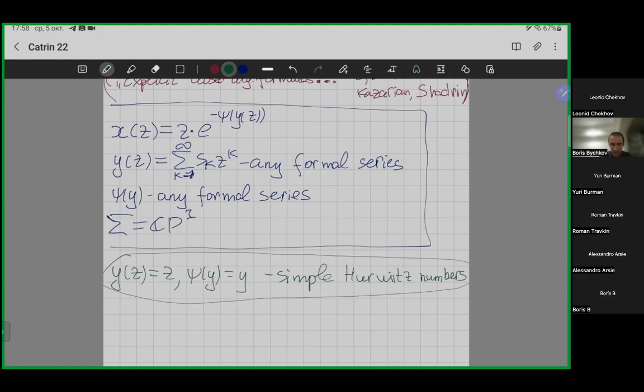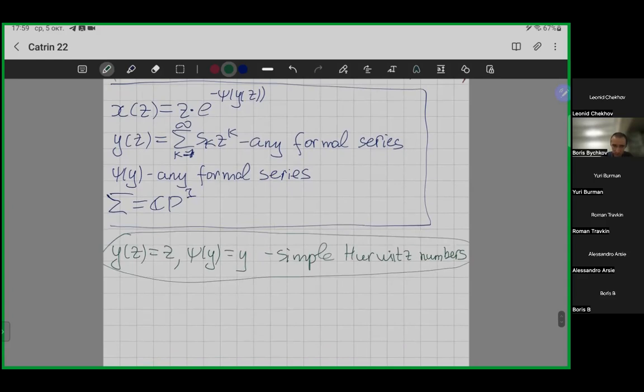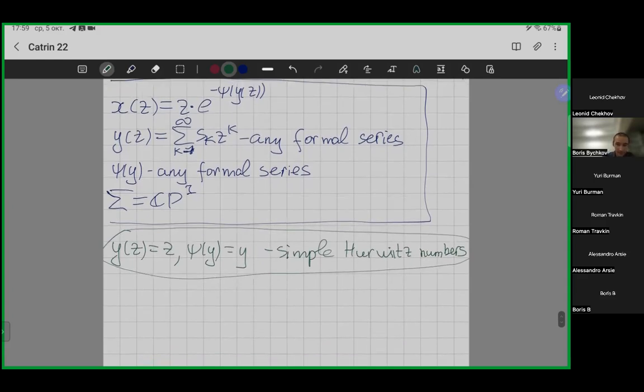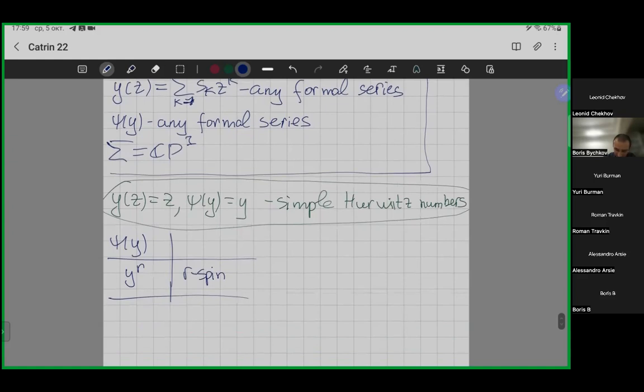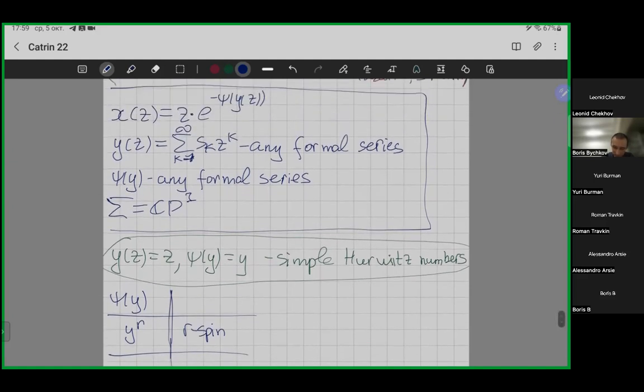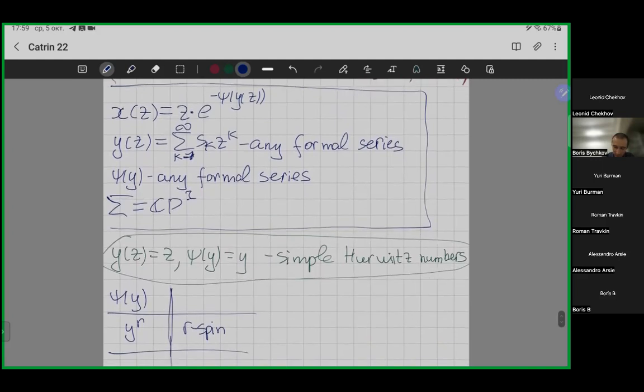For this, maybe I can write some more specializations of psi and y. If psi is y to the power r, it is r-spin. So all known cases of Hurwitz type problems fit into this general setup of the spectral curve.